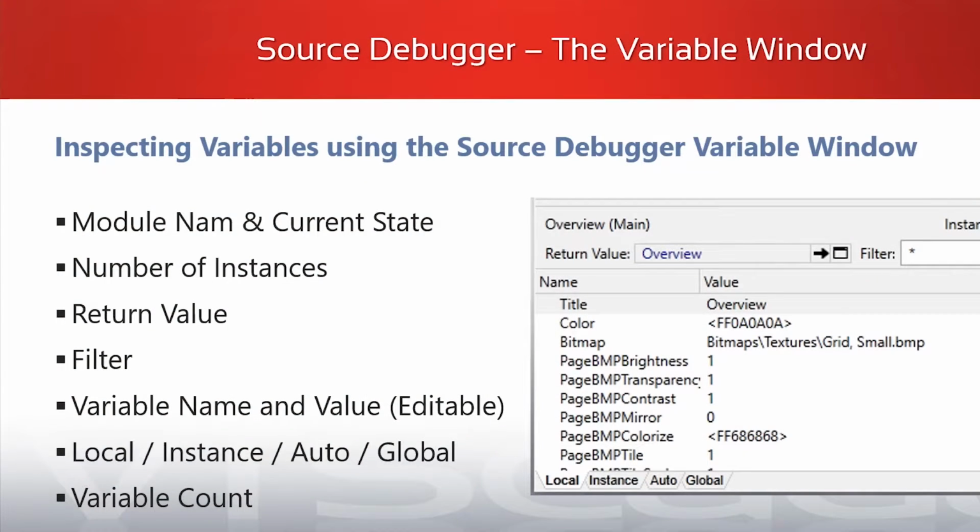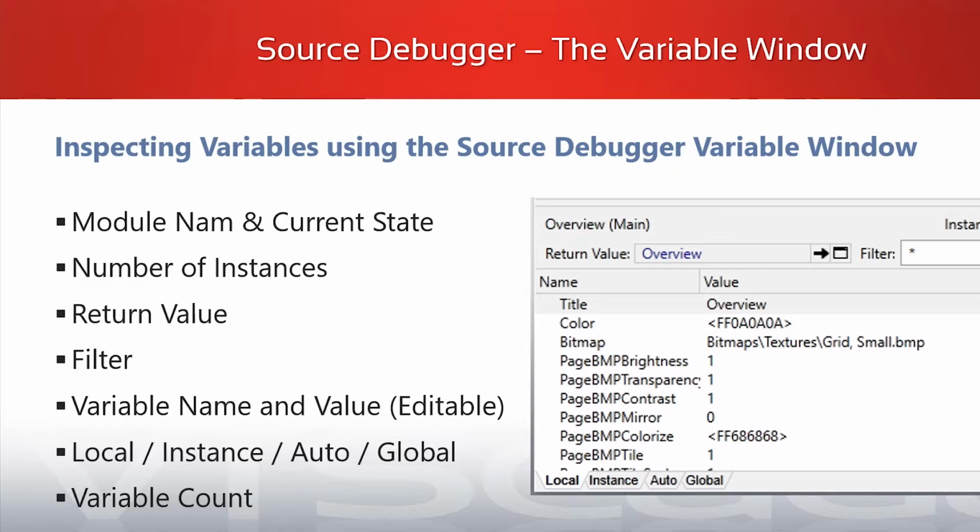Next is the variable window. So I'll just show you this up here. I'll leave this on display because it's nice and big. A couple of things just to show you there. So we have the module name that you're running in, so in this case, overview. We have the state that the module is currently in at the moment, the number of instances of that particular module, what the return value is. So in this case, because the text is in blue, we know that that's an object value. So it's returning back the object value of the page itself.